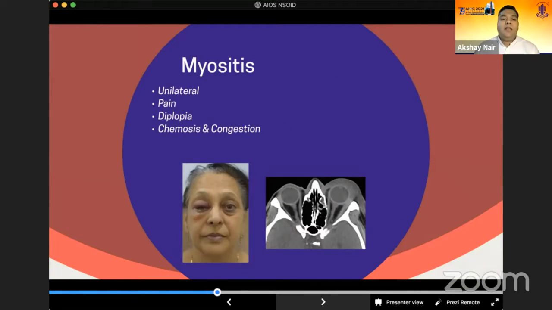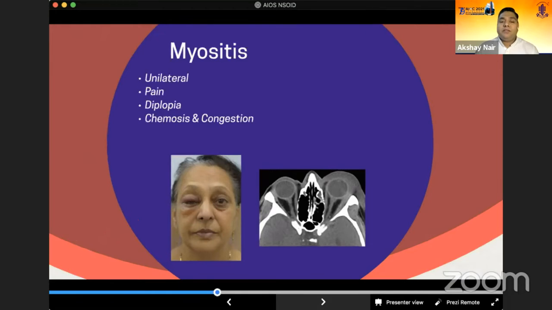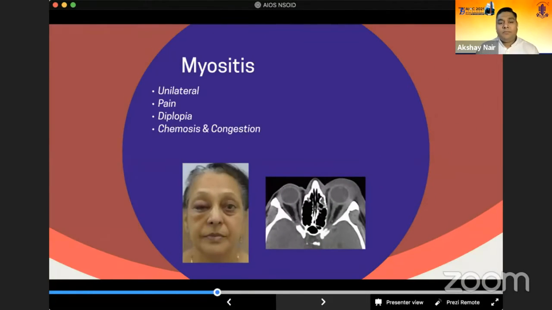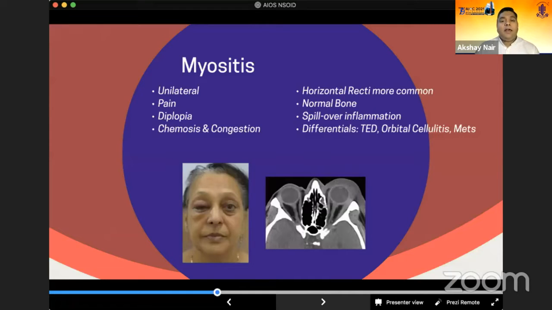Myositis typically is unilateral, presents with pain and associated motility and functional restriction of the muscle, which leads to diplopia, congestion, and chemosis. This is how typically the patient would present. You can see in the CT scan there is a lot of preseptal edema and inflammation, along with thickening of the extraocular muscles and the lacrimal gland here as well. So it's not always mutually exclusive, like I mentioned earlier. The horizontal recti are typically more affected. There is usually normal bone, and spillover inflammation into adjoining structures can be commonly seen.